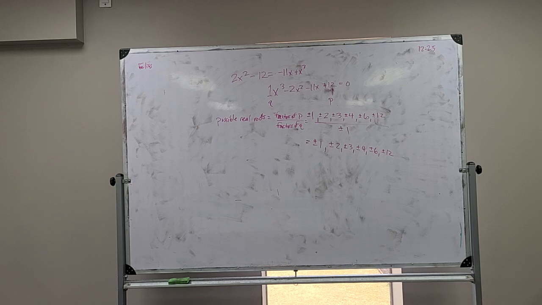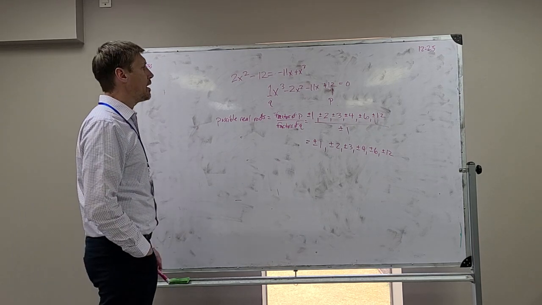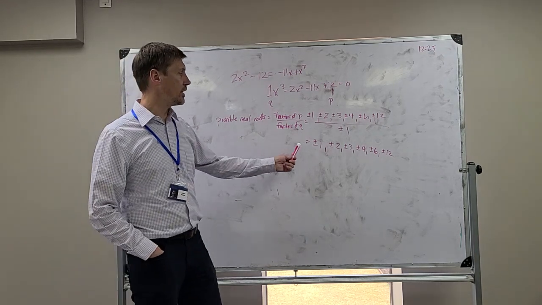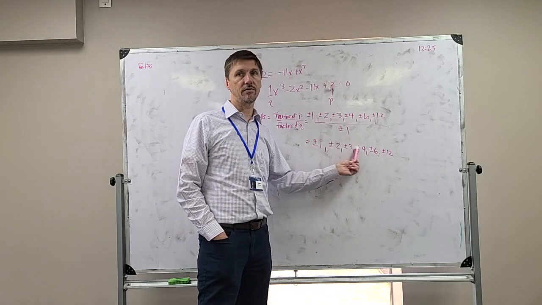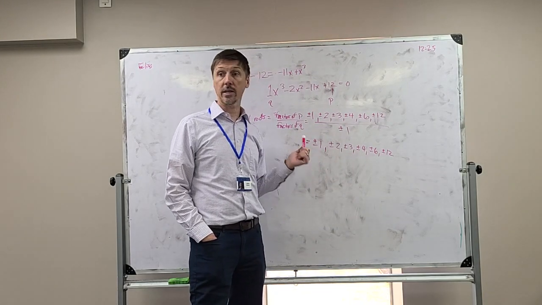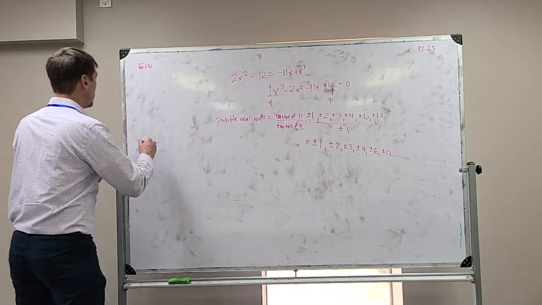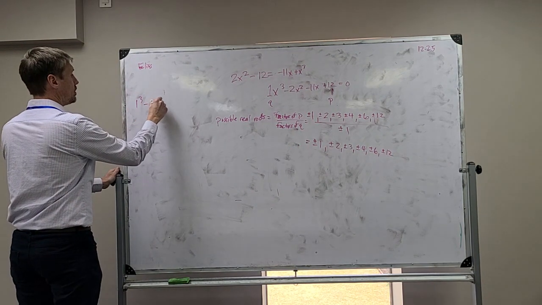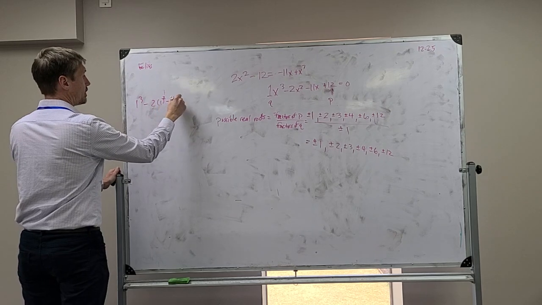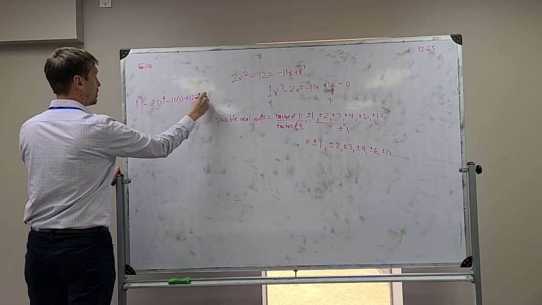Did they tell us any values? Yeah, they tell us that 1 is a root. How could I verify that if I started testing these possible values? I could just plug it in. Let's start with positive 1: 1 cubed minus 2 times 1 squared minus 11 times 1 plus 12 equals 0.